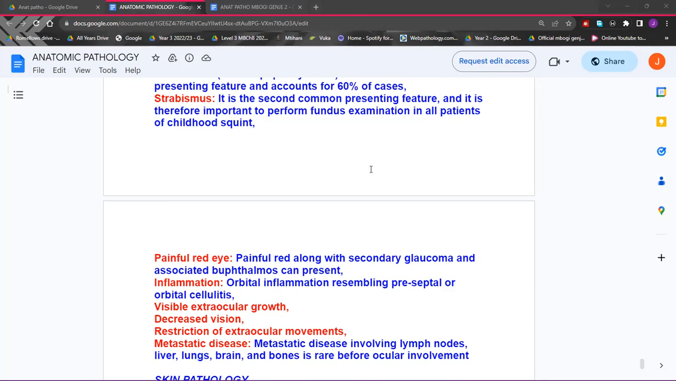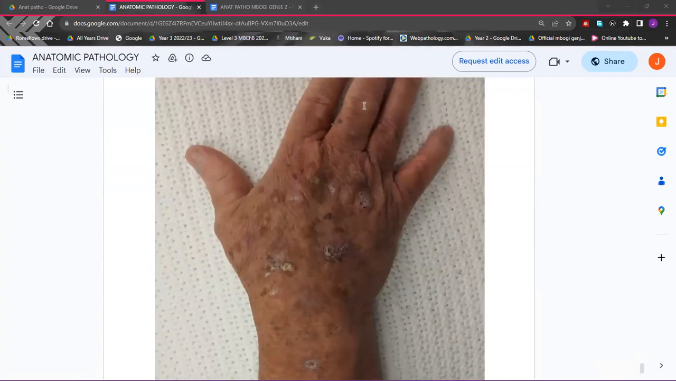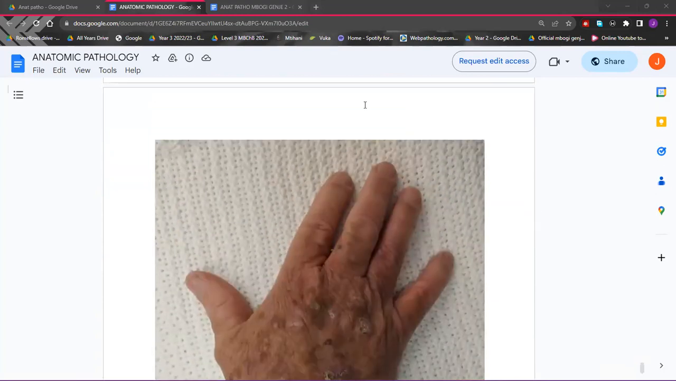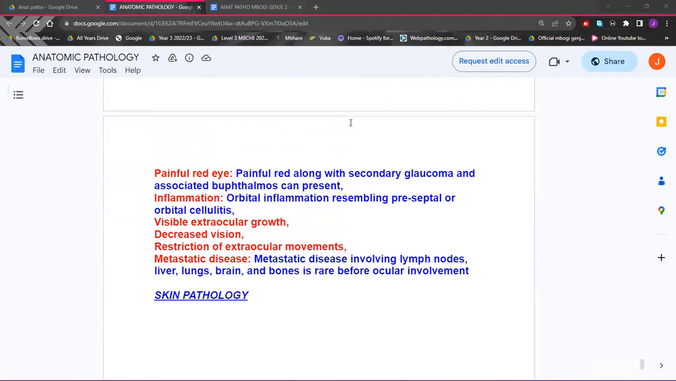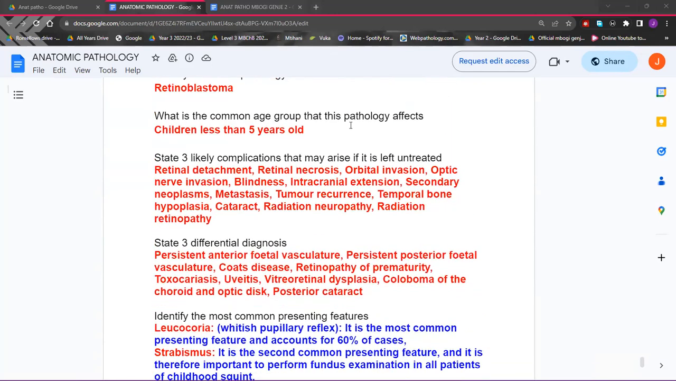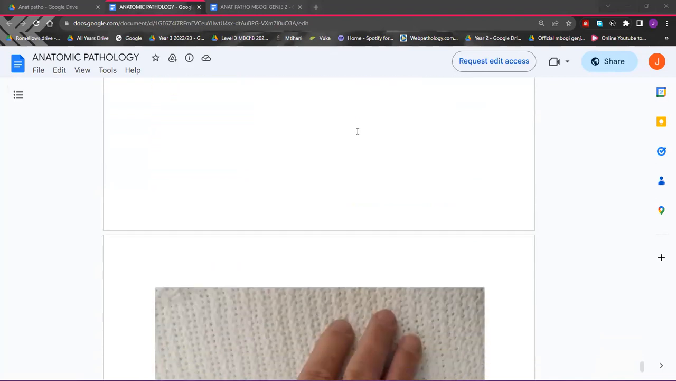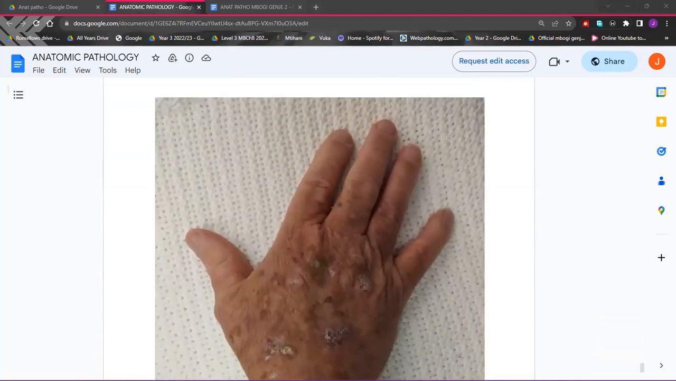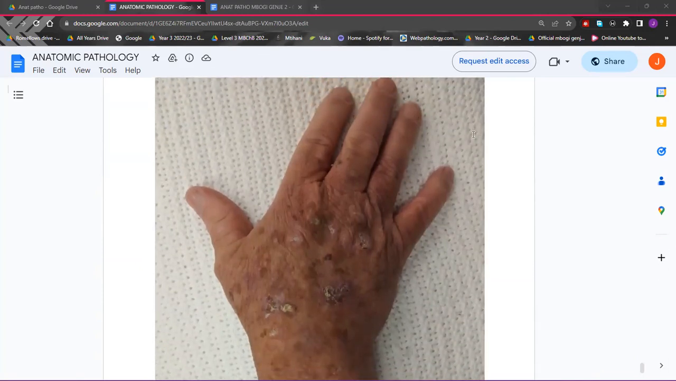So which gene mutation leads to formation of retinoblastoma? Yeah, retinoblastoma gene. And usually you need to have, I think, two hits. Okay. Now we'll skip pathology. We're almost done. Now, here we can see a pathology shown. What could this pathology be?